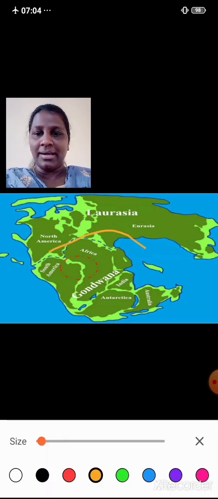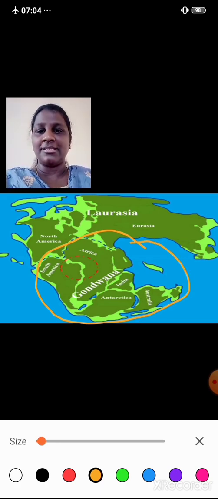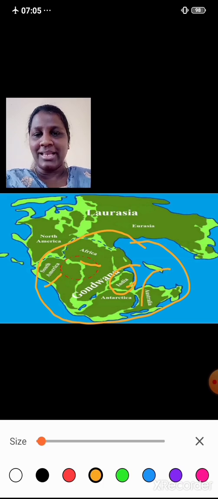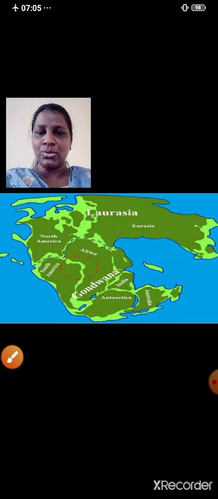If you want to see clearly, you can look over here. This is Gondwana, right? It's a single landmass. Here you can see Africa, South America, India. Our India is over here, students. See the shape of our country. Earlier it was in this way. Australia here and here Antarctica. So it's clear, right?